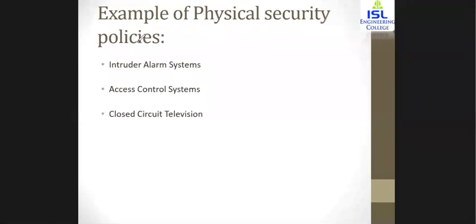Now, what are the different examples for physical security? It can be an intruder alarm system, it can be access control systems, or closed circuit televisions. Now, if we consider the first one, that is the intruder alarm system. By the name itself, if any person has got access to the data within the system, you've got an alarm that is going to ring.